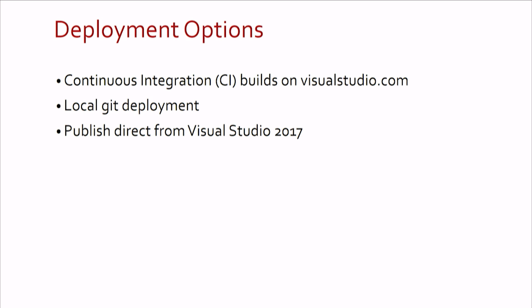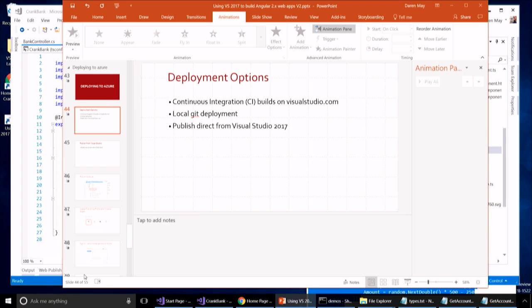out. You can also actually configure local Git deploy, that you could add your Azure site as a remote on your local Git, and you could do a push to that, and that would deploy it. Or you can do a direct publish from Visual Studio. That's what I'm going to demonstrate right now.